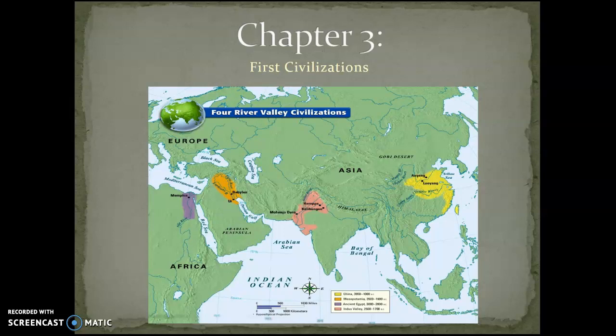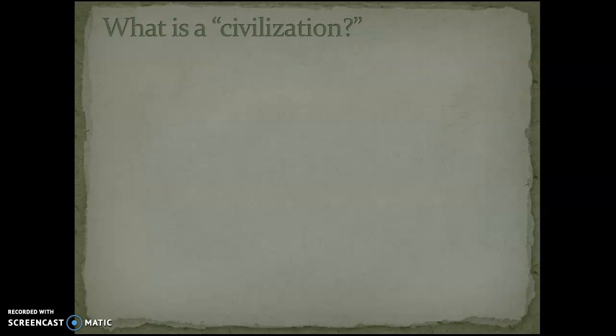We definitely do look at Norte Chico in South America. We look at the Olmec in Central America or modern day Mexico, but these are the big 4. From left to right, we have purple is Egypt. We have Mesopotamia, sometimes referred to as Sumeria, in the Tigris and Euphrates River Valley in orange. We have in the pink the Indus River Valley civilization. And then in the yellow, we have Shang China. So let's go ahead and define what exactly is a civilization.